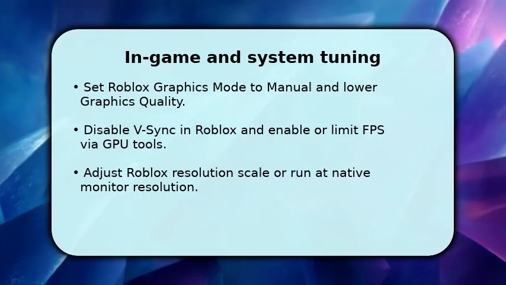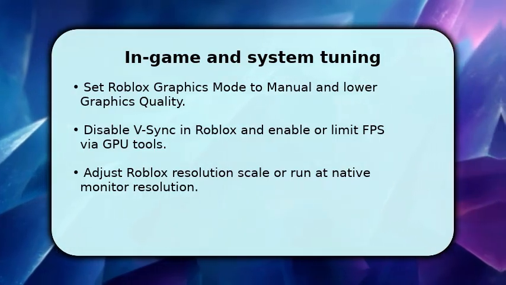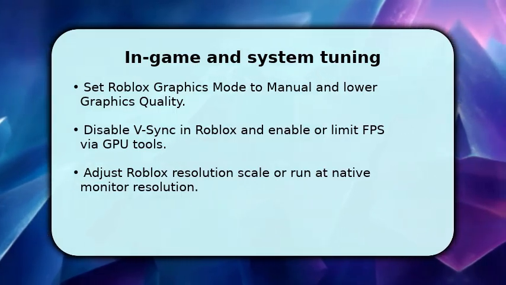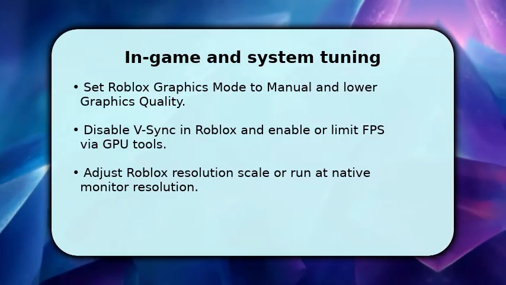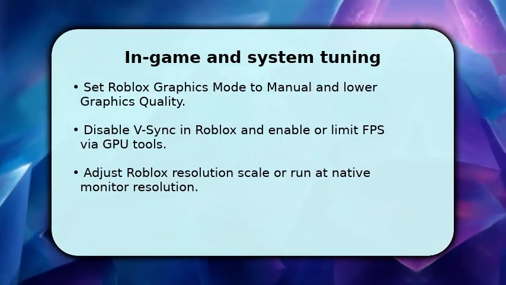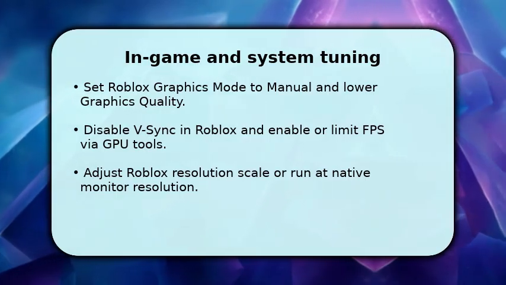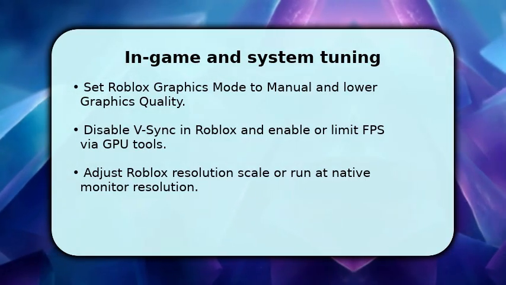In Roblox, switch graphics mode to manual, lower quality, and reduce resolution scale if needed, because lower rendering load smooths output. Disable VSync in Roblox if it introduces stutter, then use your GPU control panel to cap or stabilize FPS so frame pacing is consistent.